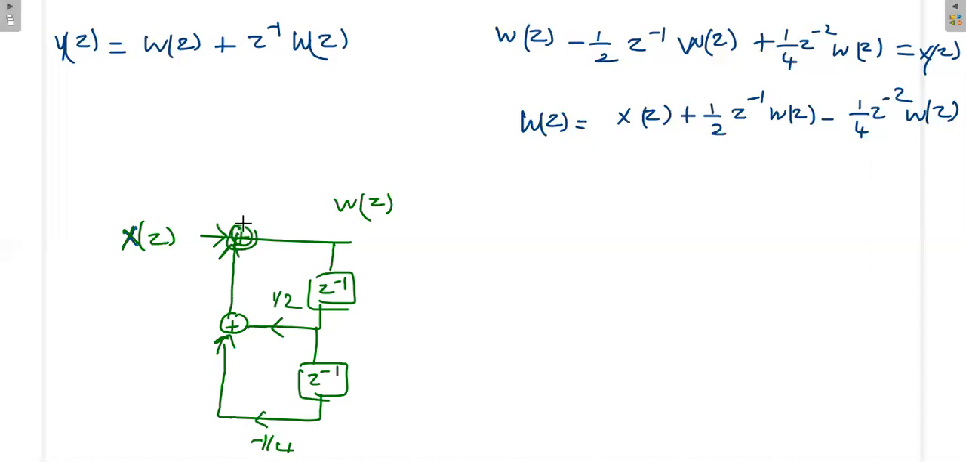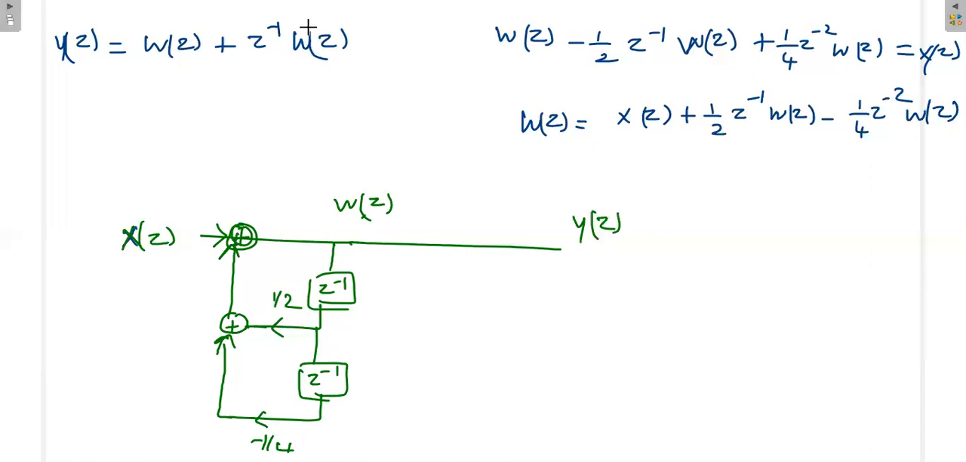Okay, finally, if you observe, w z is equal to x of z with z inverse into 1 by 2, that is 1 by 2 z inverse, and then minus 1 by 4 z power minus 2. Okay, so similarly we have to realize this also. Okay, finally we are getting y of z. Say y of z is here. Okay, w z is directly there.